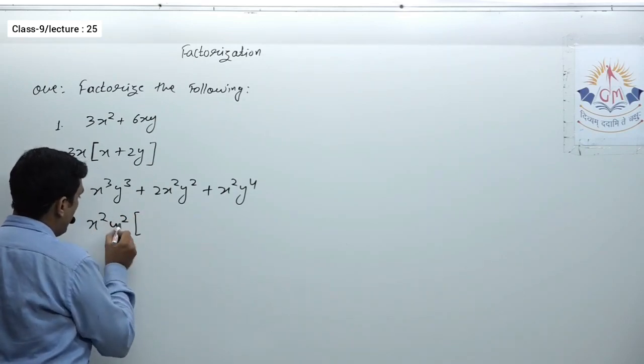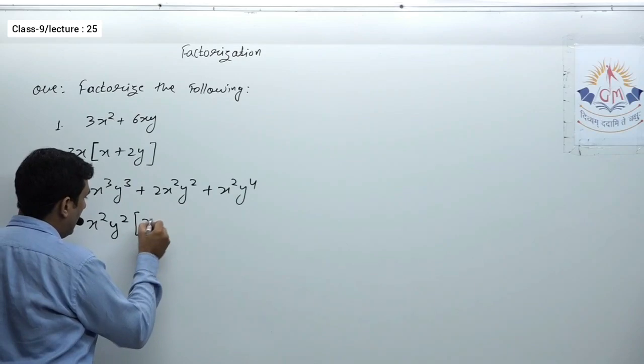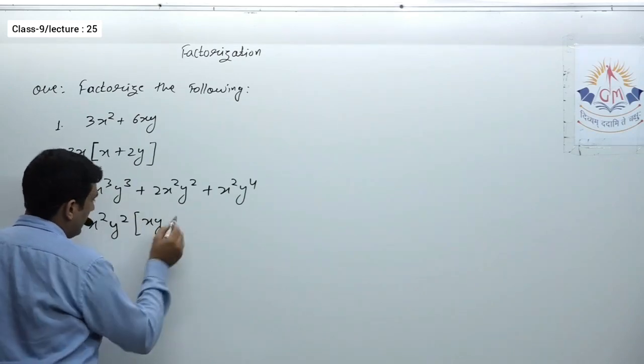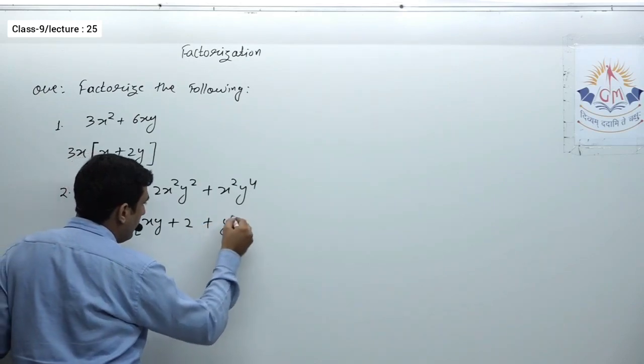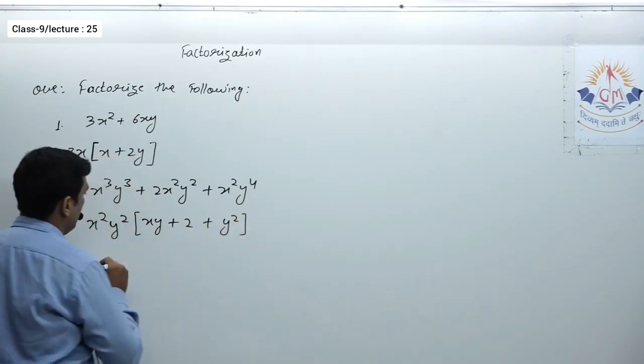Now when I take x square y square common, from here xy will be left inside the bracket. Here 2 will be there in the bracket. Here only y square will be in the bracket.